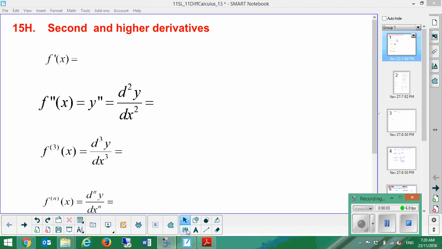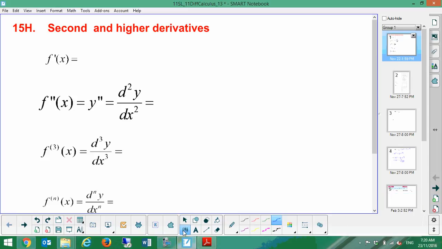Hello IB. Today we're going to be looking at 15H, the second and the higher order derivatives. So basically we've looked at the first derivative for all the different functions that you know, and we've just found out rules for calculating that. So f dash x is what we call our first derivative, and that's going to be giving a formula for calculating the gradient at any point along our original function. So this is our first derivative.